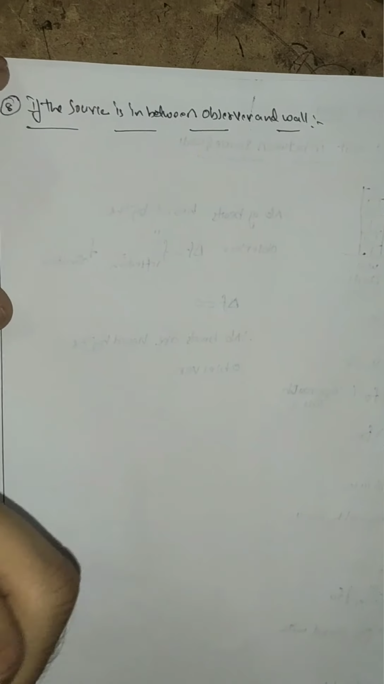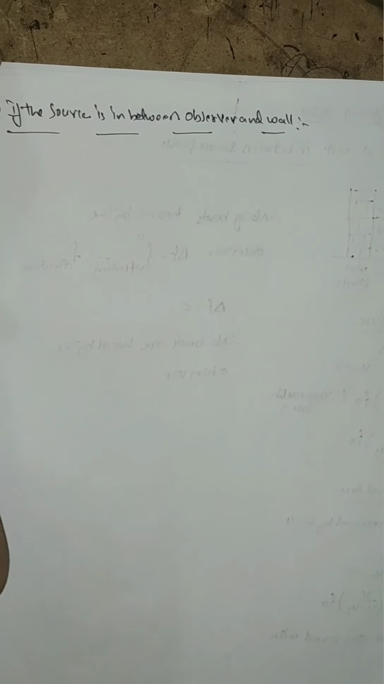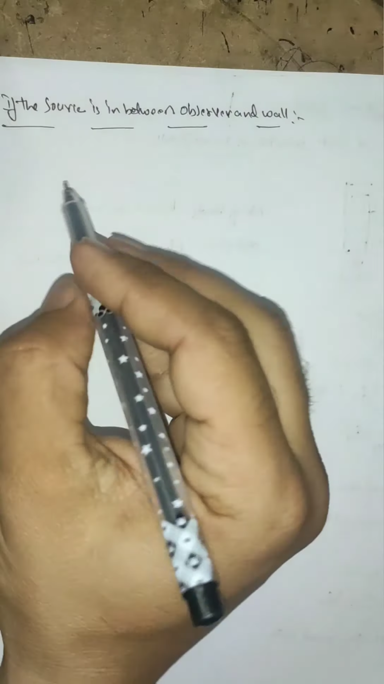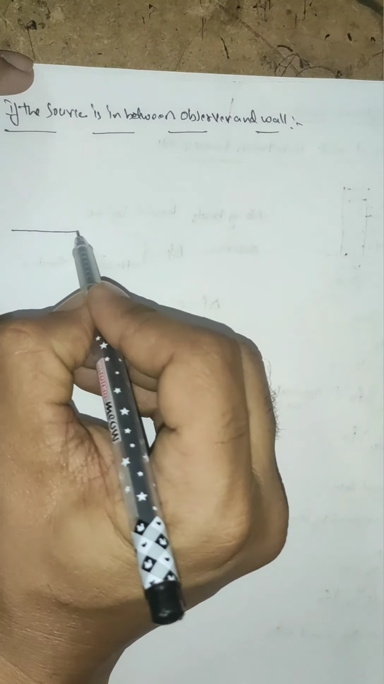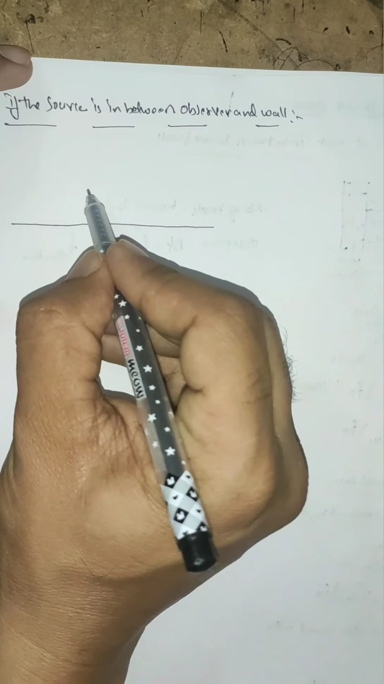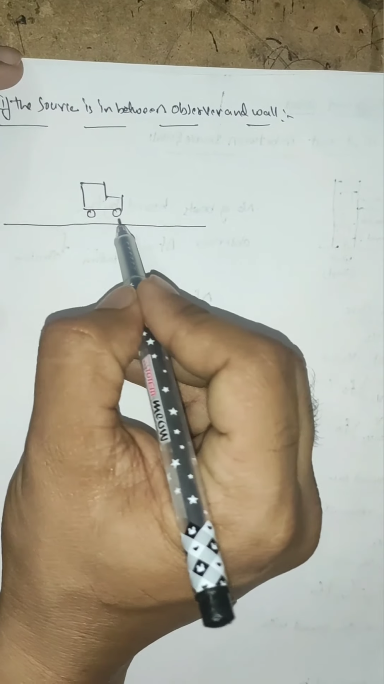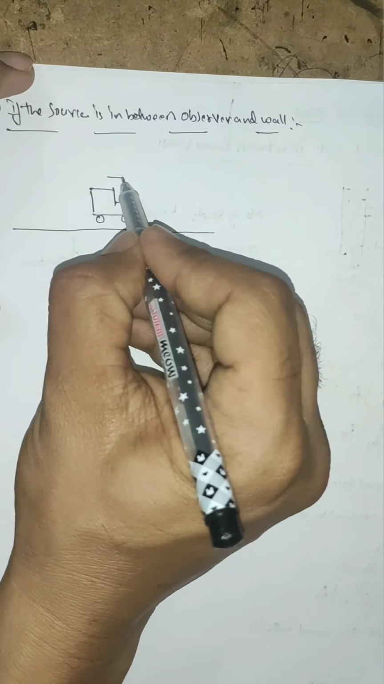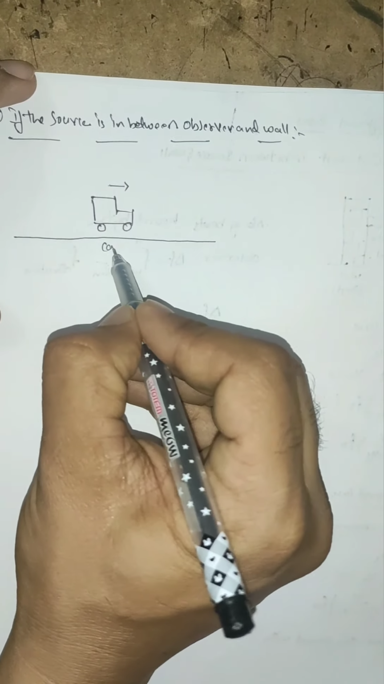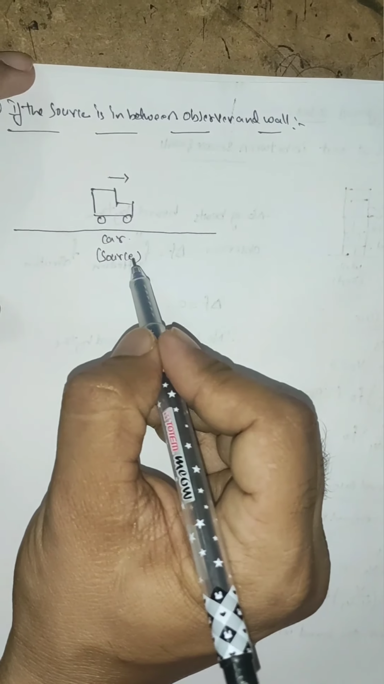Okay. Now let us see the next case in the Doppler effect. If the source is in between the observer and the wall. Here, let us consider a car traveling towards the wall. We can take the car moving away from the wall also. So let us consider the car moving towards the wall, and it is the source of sound.